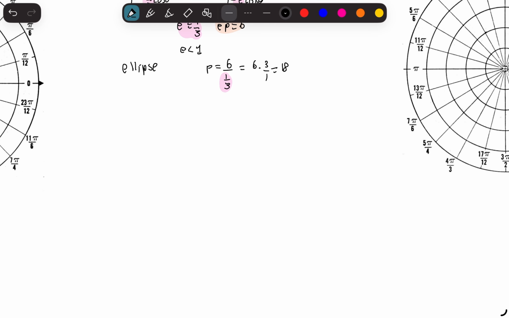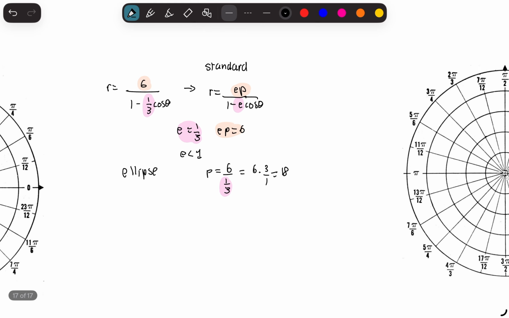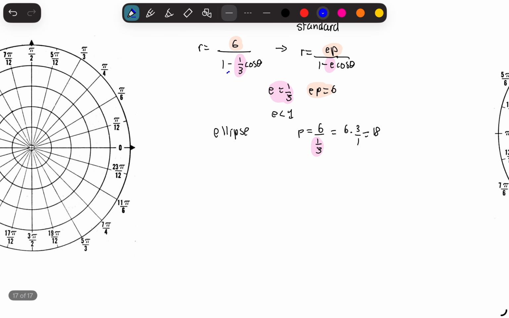Now, we have to look at where our directrix will be. So looking at this equation, we see we have a minus here. A minus means that the directrix is left of the pole and is perpendicular to your polar axis.